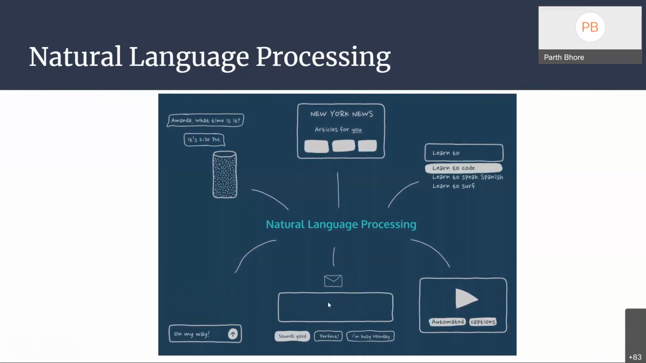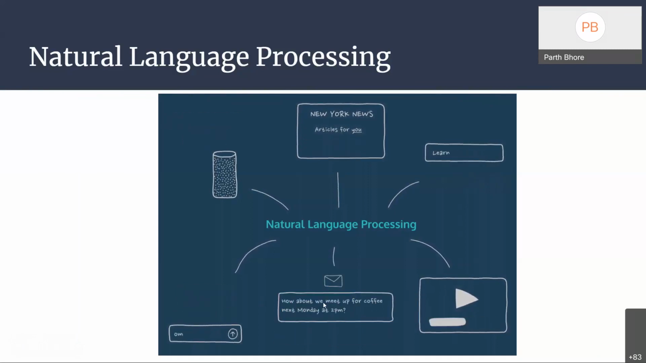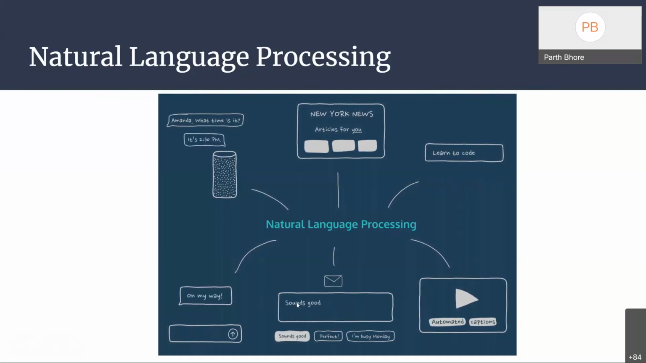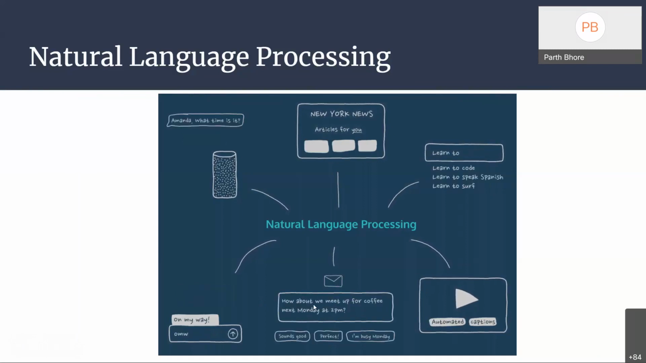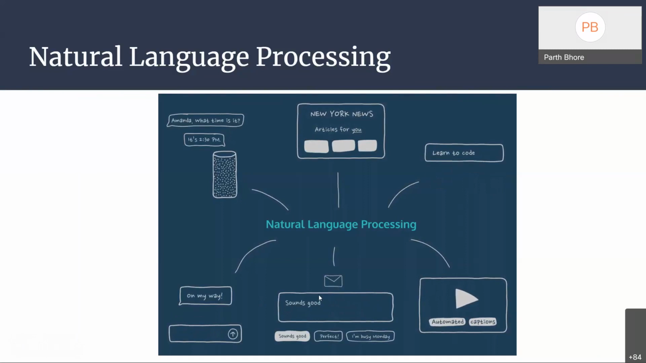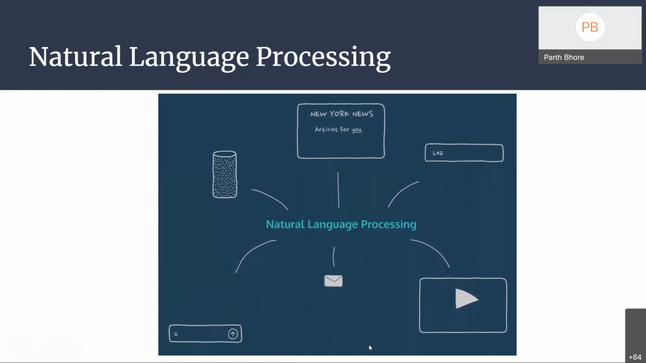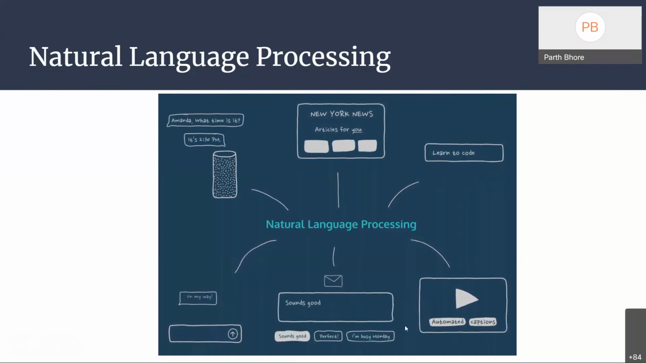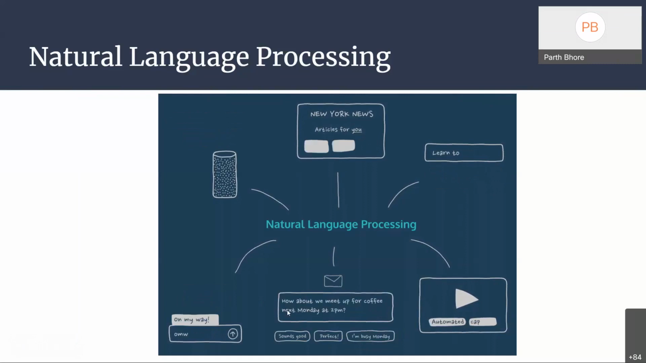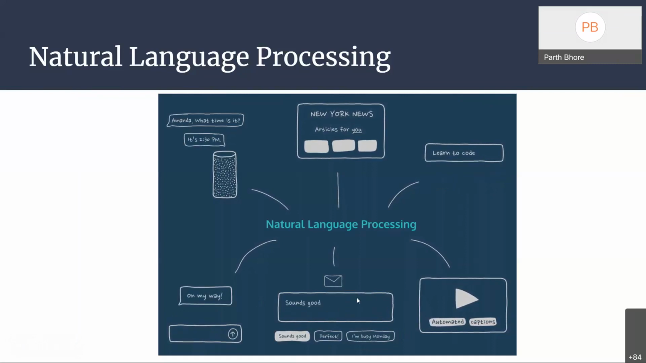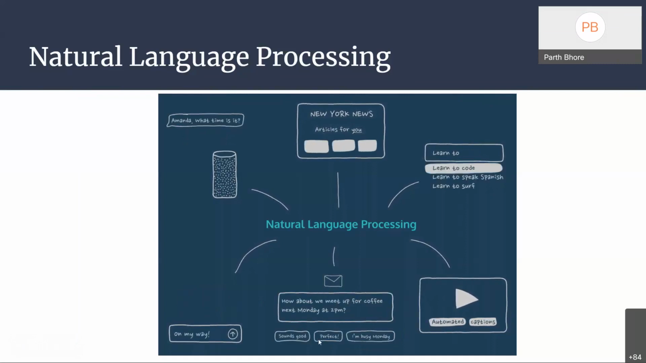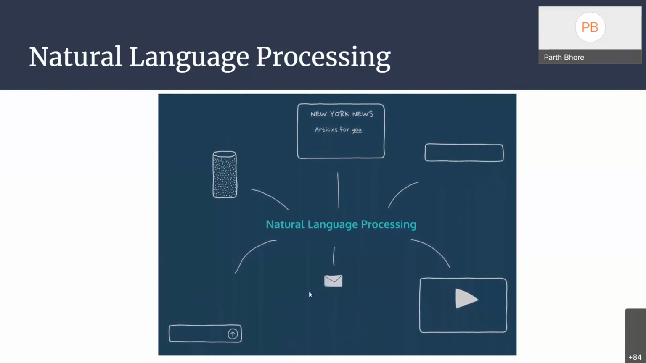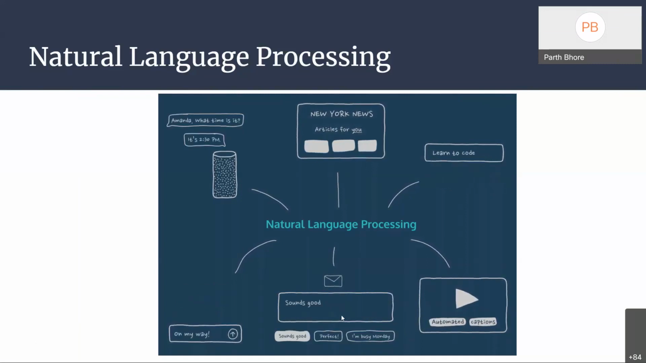And again at the bottom, it can be helpful in texting. This is used in Gmail. If someone sends us a mail, then Gmail gives us smart recommendations for what we can text back. Like how about we meet, and then it gives us three options like sounds good, perfect, or I am busy. Just by looking at the text, it can process it and give us smart recommendations. All this is possible because of NLP.